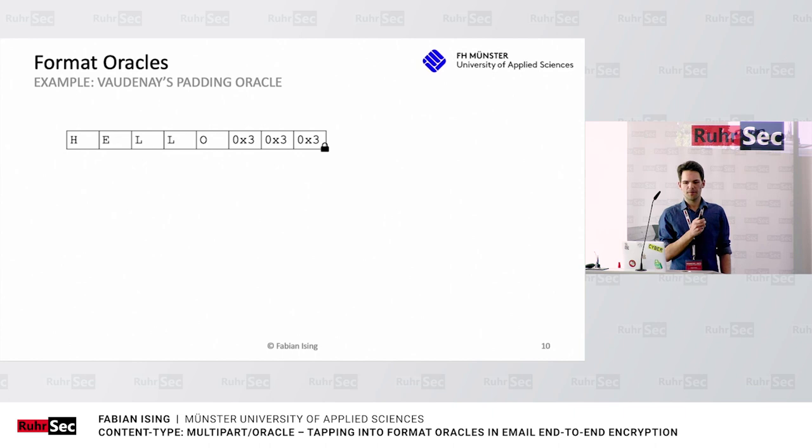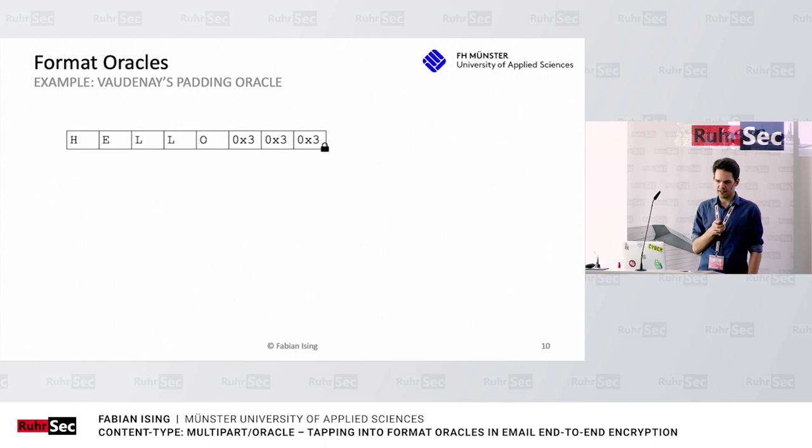So the most famous format oracles you will see are padding oracle attacks. Sven briefly talked about them. So this is a CBC padding oracle attack. CBC padding works basically pretty easy. Let's assume we have a block size of 8 bytes and a message of 5 bytes. Then we will fill the padding bytes with the value 3, because we need 3 padding bytes. And we'll just check from the end, if we decrypt that, are all 3 values the same?